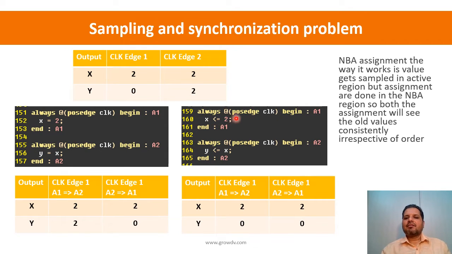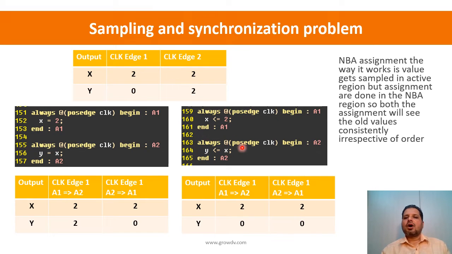So in the active region of this passage of the clock, the value 2 gets sampled and gets scheduled for the assignment in the NBA region for the variable x. It's not assigned, but it's just sampled and scheduled, right? And while we execute this always block A2, again the value of x gets sampled. Now the value of x that we are sampling here will be the previous value, and let's say we are immediately coming out of post reset, the value of x would be 0. So we are sampling the value of 0 and scheduling it for assignment to y.